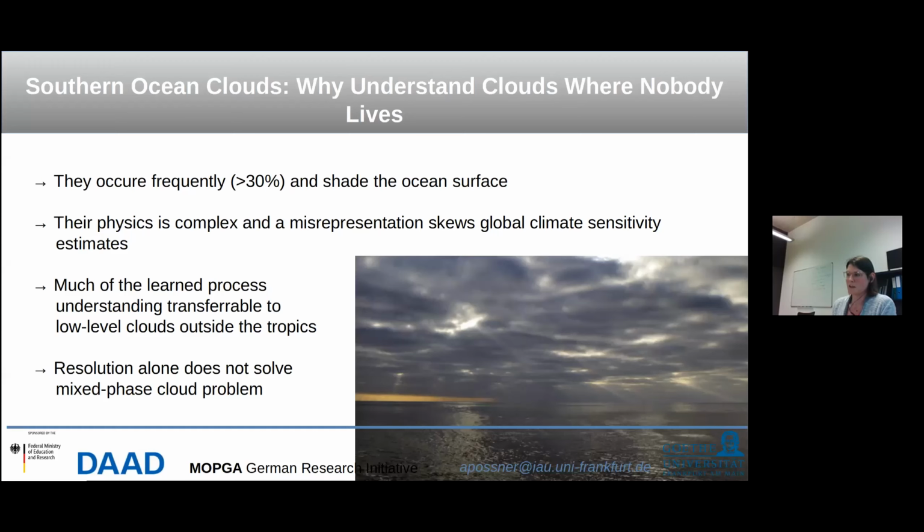And that is really a problem that we need to tackle, because even as climate models are approaching higher resolution, it's part of a physics that will still need to be represented, as resolution alone is not helping to solve this problem.